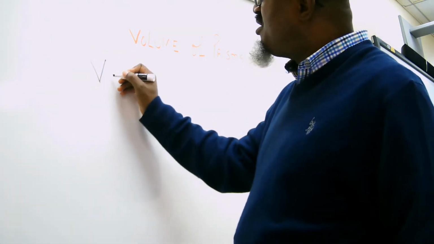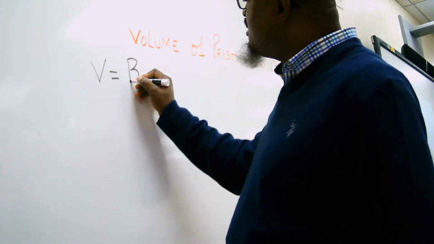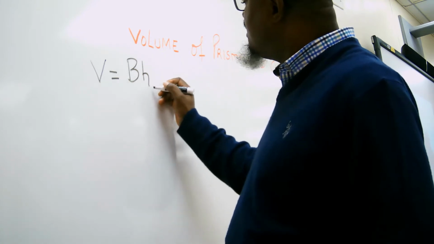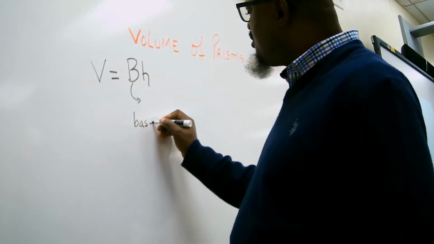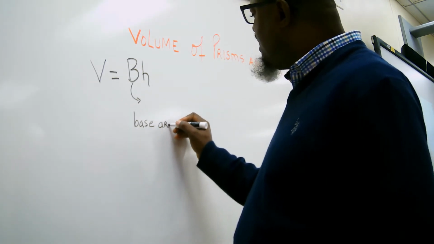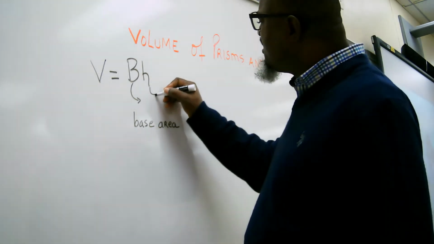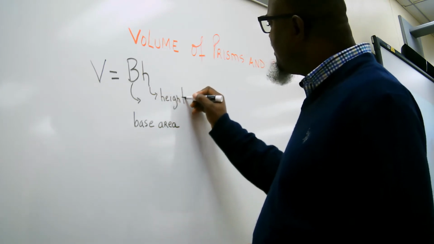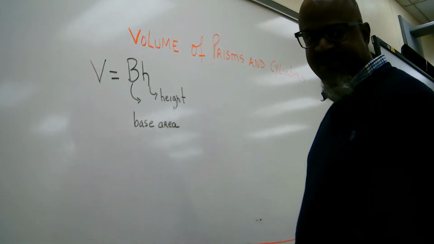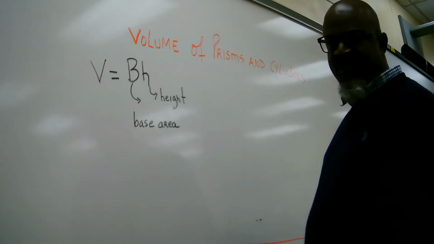Capital V is for volume, equal to capital B times H, where B is the base area. Capital B is the base area. Whatever the base is, you find the area of the base, where H is the height of that. This is one choice. V for volume equals capital B times H. Capital B is base area.